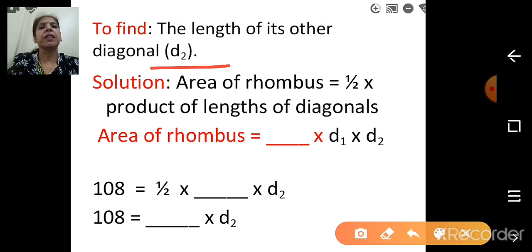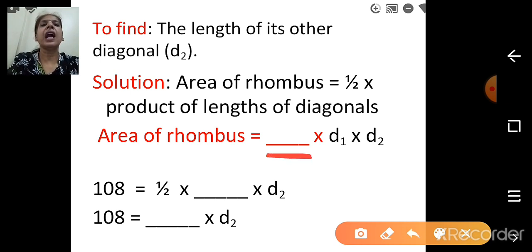Now solution. First write the formula. Area of rhombus is equal to half into product of lengths of diagonals. Now area of rhombus is equal to dash into D1 into D2. So D1 is first diagonal, D2 is other diagonal. So what will we write here?